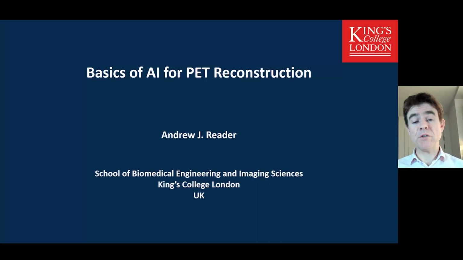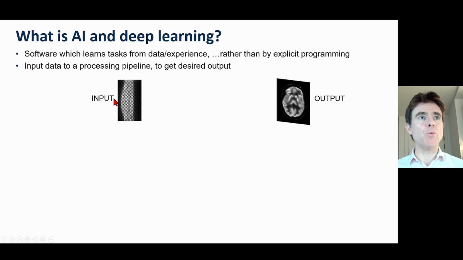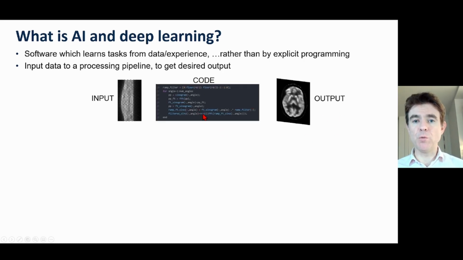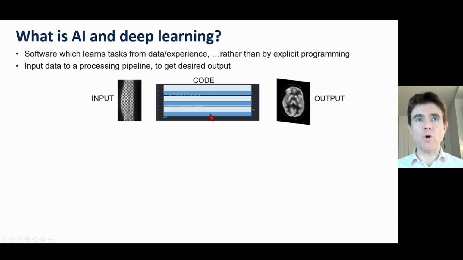I'll be presenting the basics of AI for PET image reconstruction. So AI and deep learning really can be regarded as software or code that learns from data or from experience rather than from a human explicitly programming the software. And so what we have then is typically code as a processing pipeline with input data and desired output. And we normally write code, for example, to process a sinogram in order to reconstruct an image.